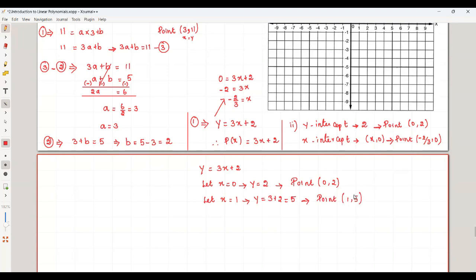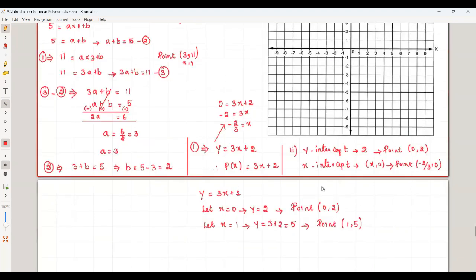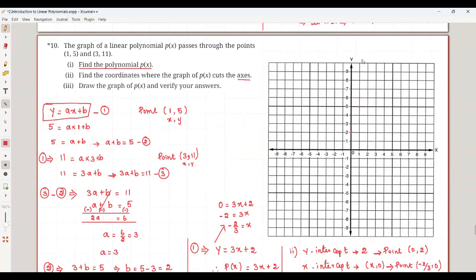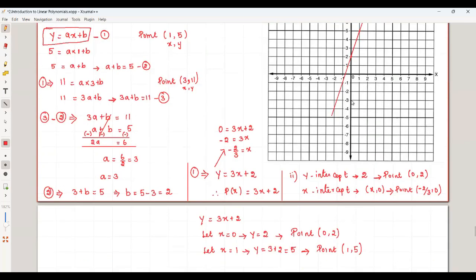So let's plot the point 0 comma 2. This is 0 comma 2. And this is my 1 comma 5. Now I just extend the line, extending it to this side and this side also. So I'm just drawing the line.